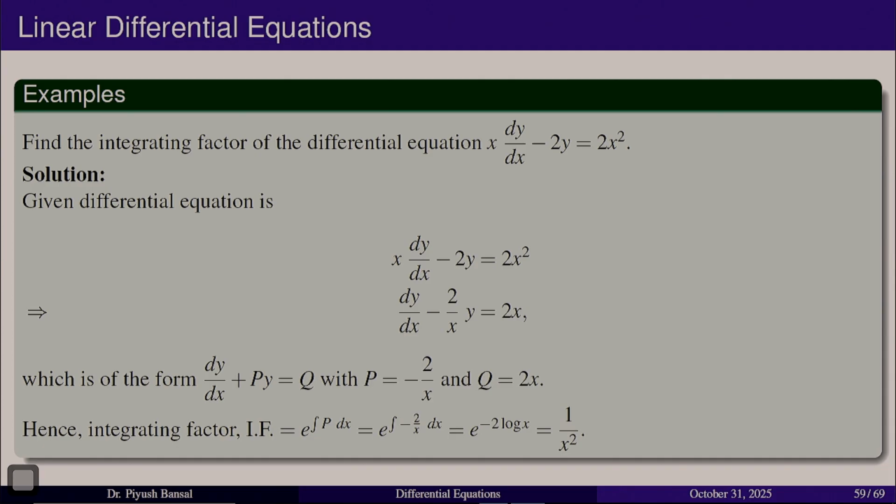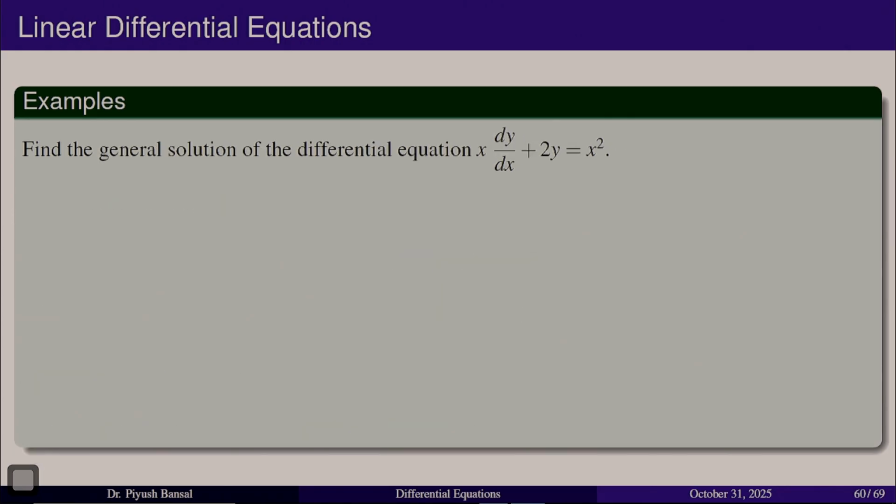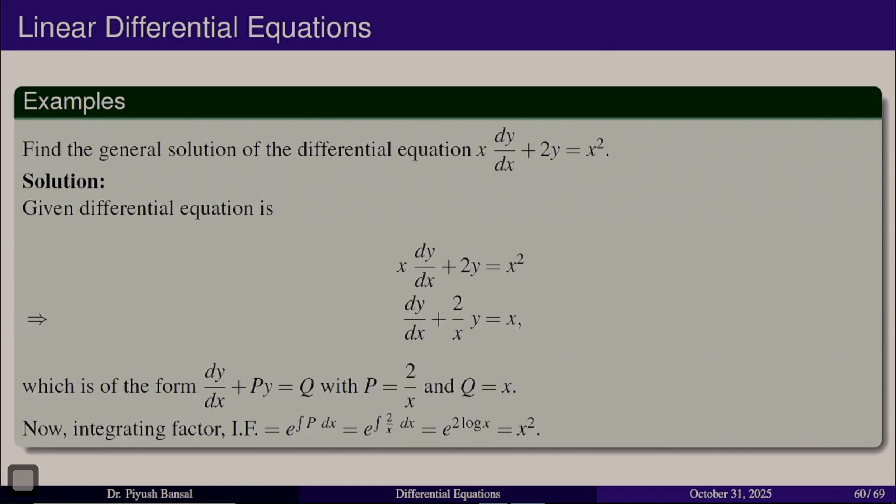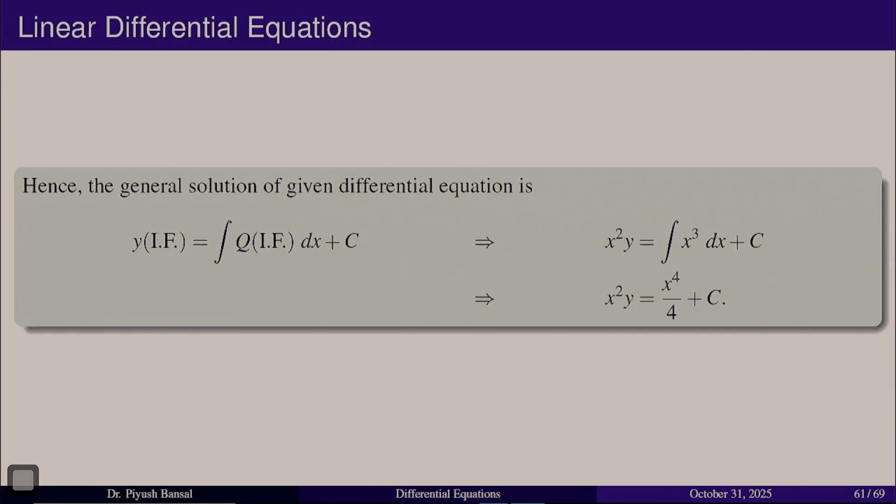As an example, take this function x dy by dx minus 2y; we divide by x to get the linear form. Here p is minus 2 by x, q is 2x. So, we find the integrating factor, which turns out to be 1 over x square. For the general solution, like in the second case, here again x square is the integrating factor, going with the same steps, and this will be the general solution. So, just apply the formula, put in the values, integrate, and you will get the general solution.